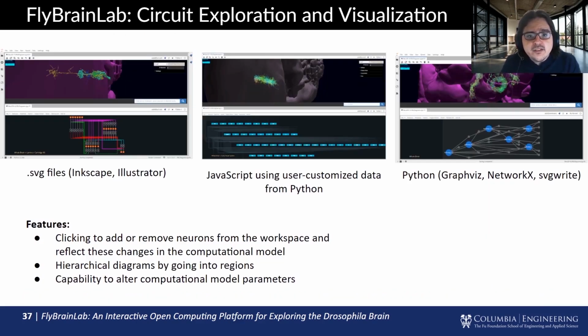These three different methods of circuit construction I have mentioned have some common features in terms of circuit interactivity. Clicking on neurons in a diagram allows for adding them to or removing them from the workspace. These changes are reflected in the computational model. Secondly, users can create hierarchical diagrams where nodes do not only correspond to neurons. I will show an example of this later. Finally, it is possible to add the capability to change the model parameters or computational models of individual components from the front end.